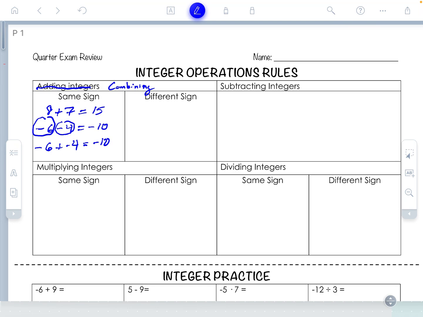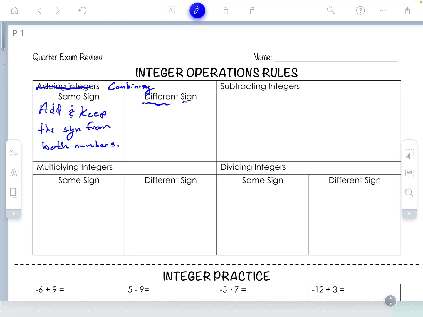What do we do? What do you think the rules are? And the rule is we add, and keep the sign from both numbers. And that's what we did. Okay? So next is different signs.